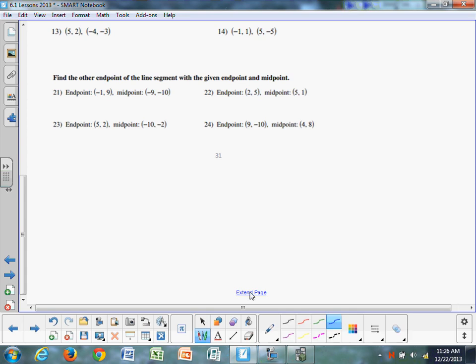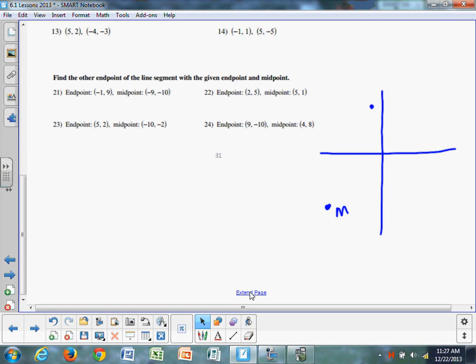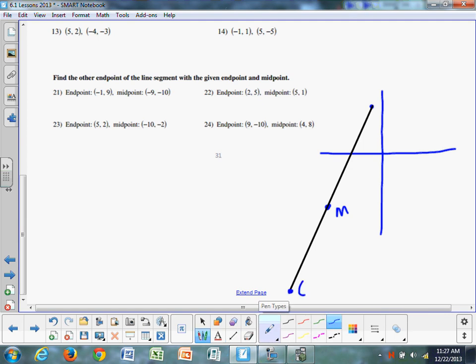So basically what we're saying is we have on the graph, this is number 21, we have an endpoint at -1, 9, which would be maybe somewhere in this quadrant here. And then the midpoint is -9, -10, which is somewhere down here. That's the midpoint, so I'll just call it M. So there's a line segment between those 2 points, and there's another point down here that we're looking for.